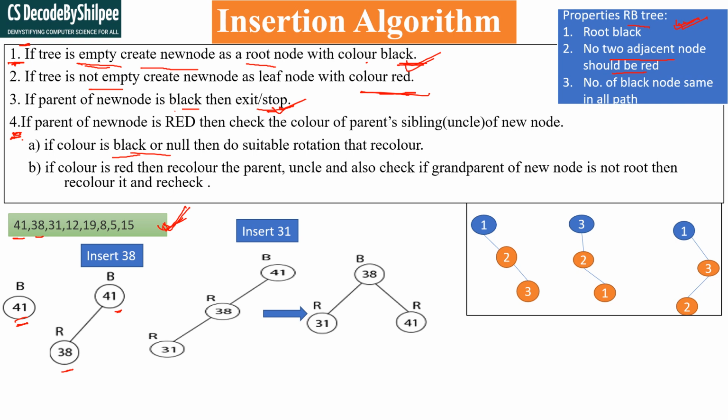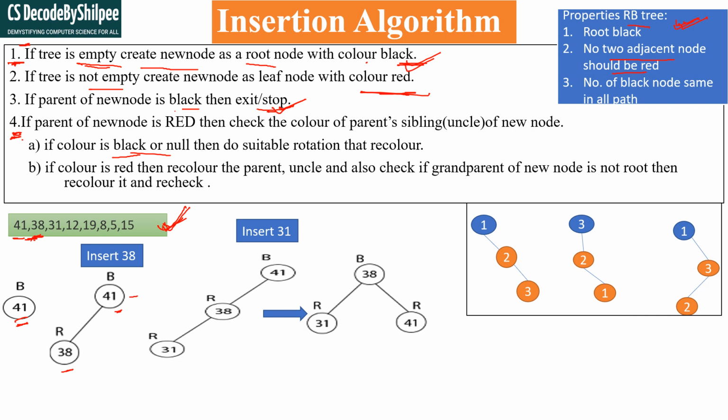Now 38 comes. I'm going to insert 38, and I also said that a red black tree is a binary search tree, so the insertion operation is like a binary search tree. One extra thing is that coloring is required here. So we'll see where 38 is going to be inserted. The tree is not empty, so the color of 38 will be red.